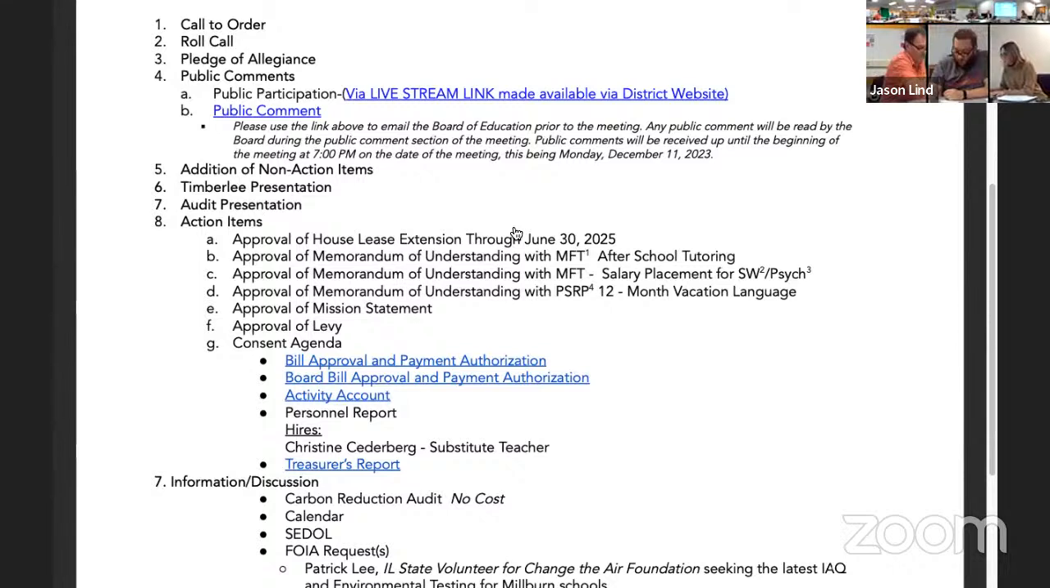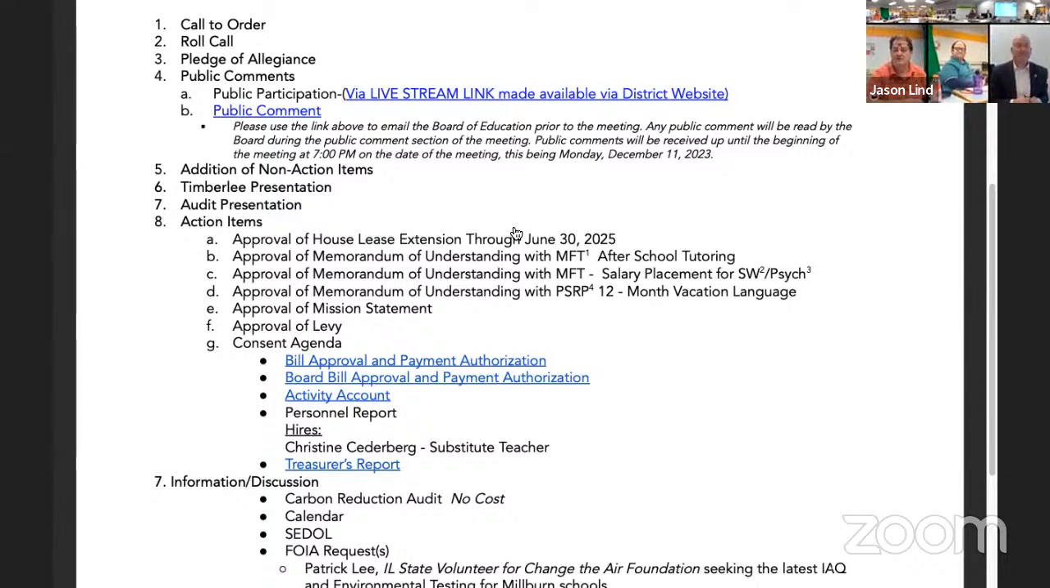B, approval of memorandum of understanding with MFT after school tutoring. Because our contract doesn't address after-school tutoring specifically, and we would like to do some, and we have Title I money that we just 2 weeks ago were blessed with from the state that we were not expecting, we'd like to use it for after-school tutoring, which principals have been asking about all year. So we'd like to pay the teachers and have the authority to pay the teachers.